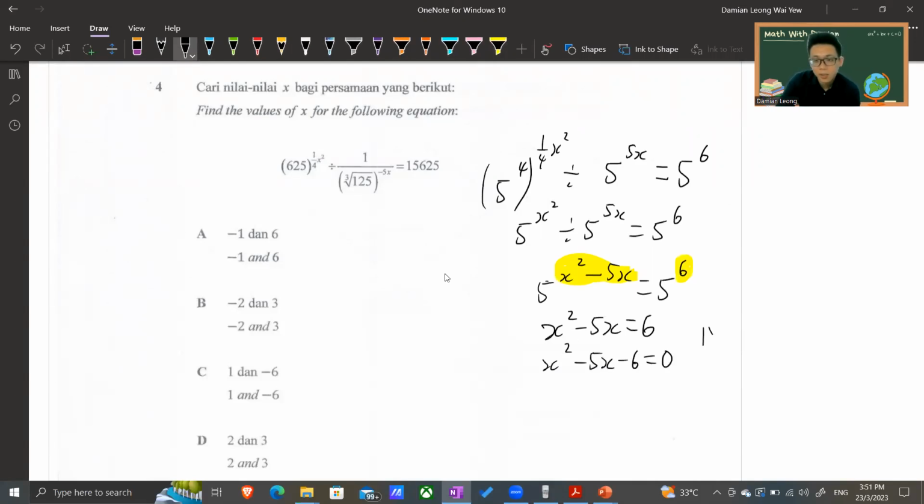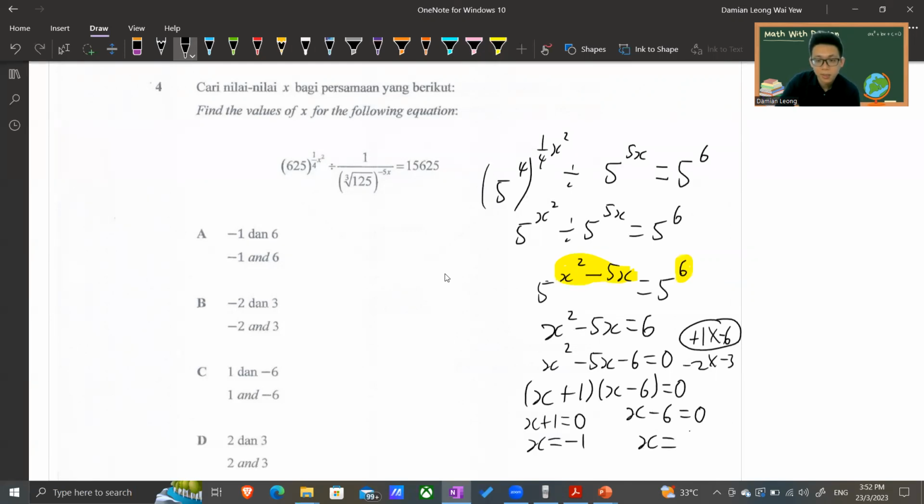Factorize. Factors of 6, 1 times 6, 2 times 3. I can get minus 5 by using minus 6 plus 1 or minus 2 minus 3. But this is minus. If this is minus means it must be different sign. So 1 and 6. So it's x plus 1, x minus 6 equals 0. It's either first bracket is 0, then bring over the 1, plus becomes negative, or second bracket is 0, bring over the 6, x is 6. So x is -1 or 6. Answer A. 2 possible answers.